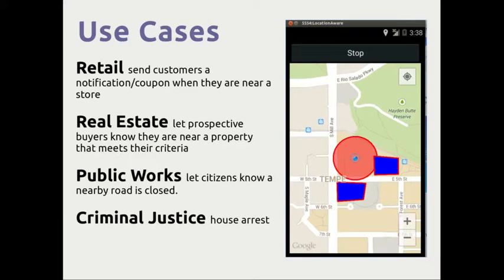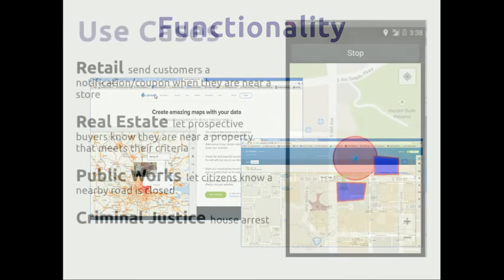You can see I have a few use cases listed here, things that you always hear about in geofencing, like retail, where you get sent a coupon if you get close to a store, or criminal justice, like the concept of geofencing sex offenders or other non-desirables into certain areas.